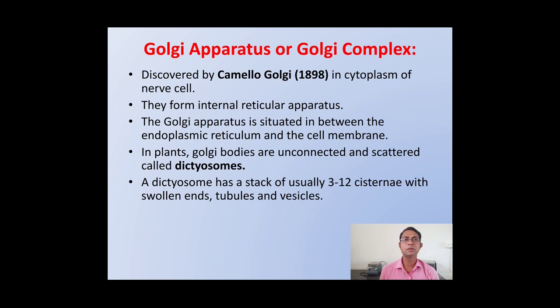Golgi apparatus is situated in between endoplasmic reticulum and cell membrane. In plants, Golgi bodies are unconnected and scattered as dictyosomes. So that is the difference between plant and animal cell. Dictyosomes have stacks of usually 3 to 12 cisternae with swollen ends, tubules and vesicles. Just like endoplasmic reticulum, here also, that is in Golgi apparatus, you can observe the swollen ends, tubules and vesicles. Cisternae is there.